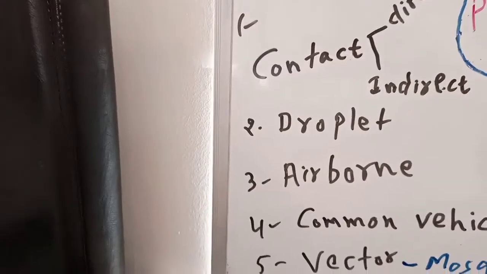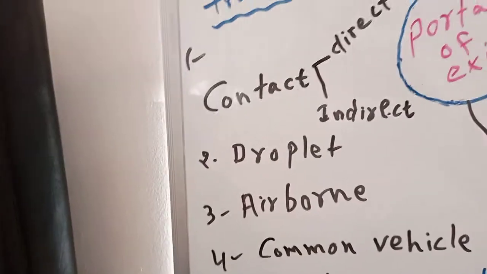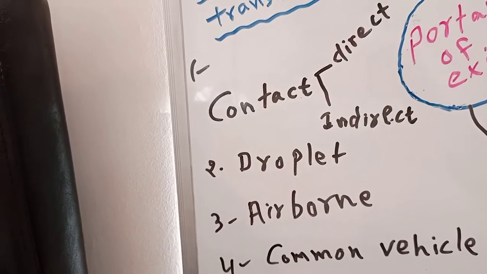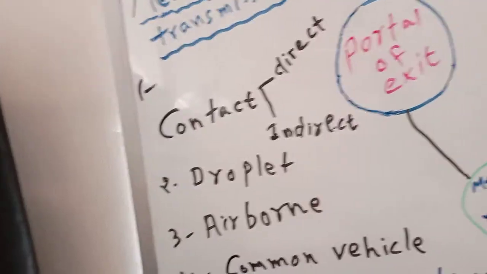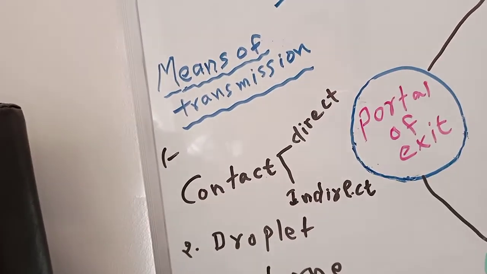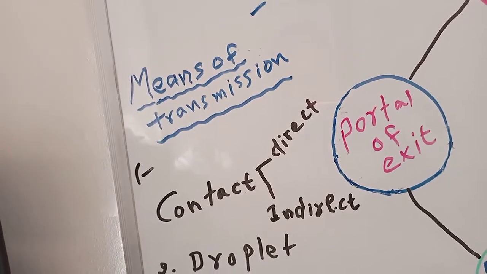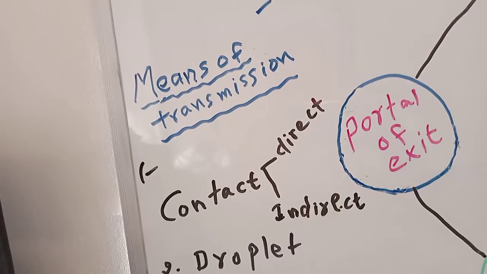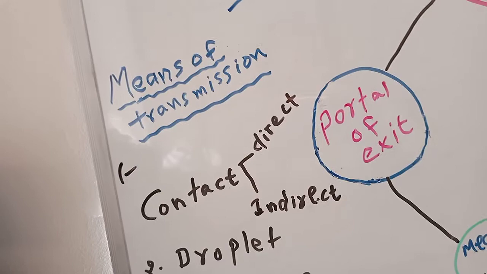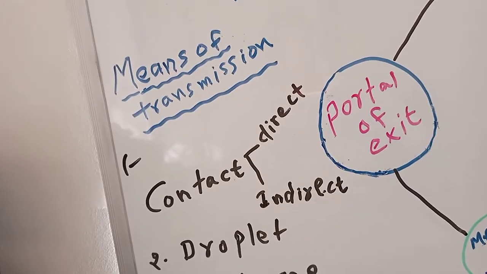Now we go to the fifth means of transmission, that is vector. What is a vector? Infectious agents are carried by arthropods, insects and ticks. Such organisms are called vectors. A mosquito, for example, may carry malaria and yellow fever, and ticks may carry Lyme disease and Rocky Mountain spotted fever.